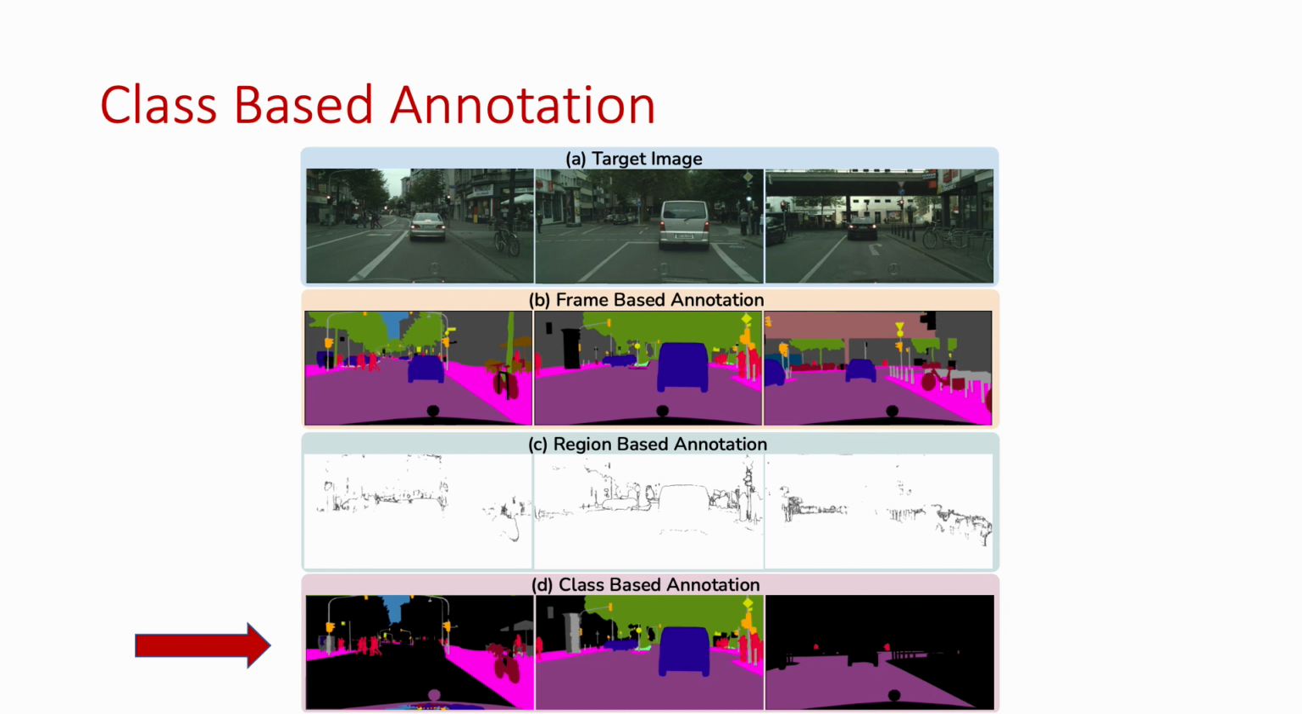We hereby propose a novel and intuitive approach, a class-based annotation, where contextually relevant classes that are complementary for model training are identified in each actively selected frame, thus reducing the annotation effort and simultaneously increasing the model performance.